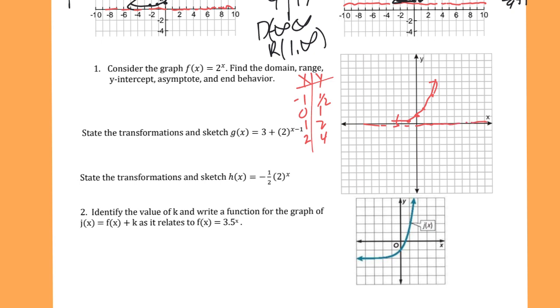What they're asking is, what is changed if you do this next one? So this would be up 3, and that would be right 1. And so could you do this graph? Probably. So probably what I would do is make a table so I get a better approximation of what it is. Since it's right 1, I would start with 1 and plug that in. 2 to the 1 minus 1, so that's 2 to the 0, that's 1, plus 3 is 4. So 1 is 4.